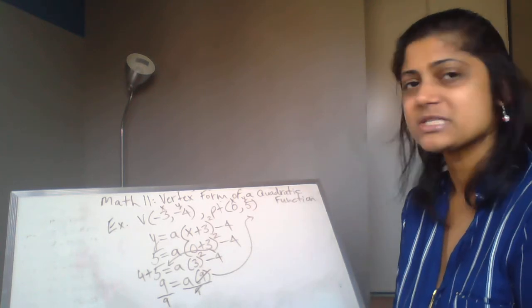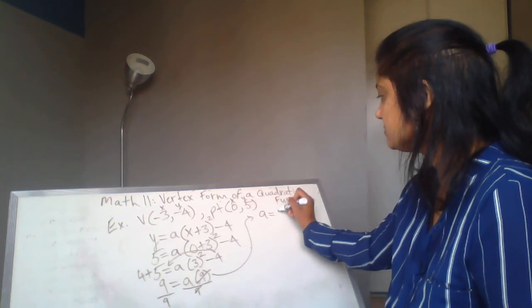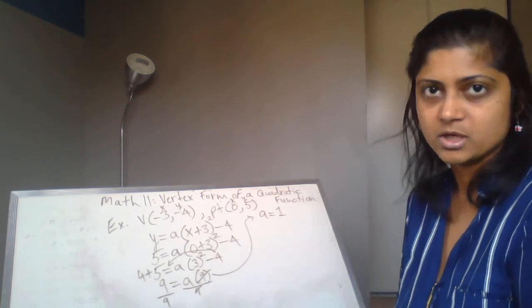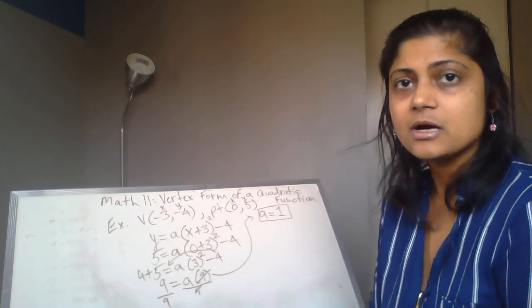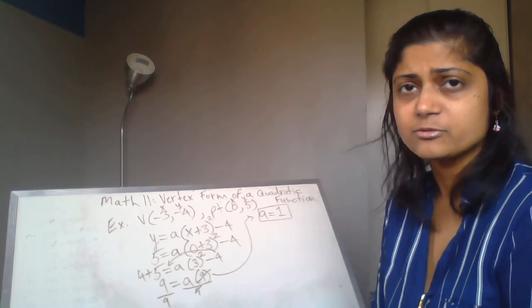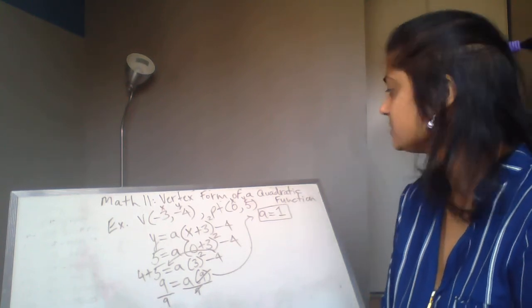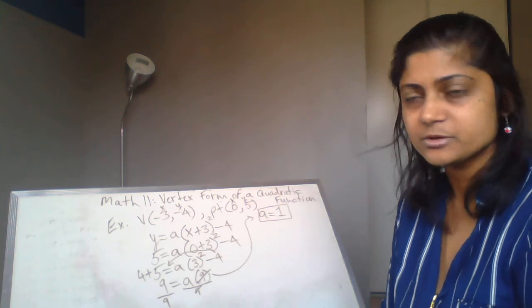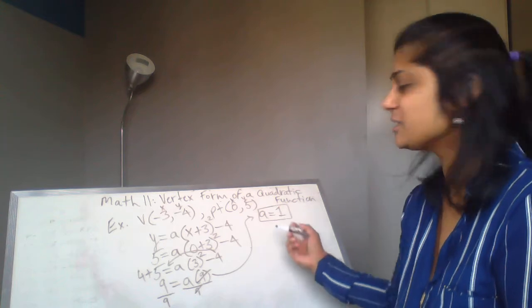Everyone sees that? And this is going to be the value for a. And a is equal to 1. I'm going to box my answer here. Also if you're doing the value for a here, remember it doesn't have to be a whole number. It can also be a fraction. In this case, it is a whole number. If it's a fraction, make sure you're reducing your answer when you put it in the equation.